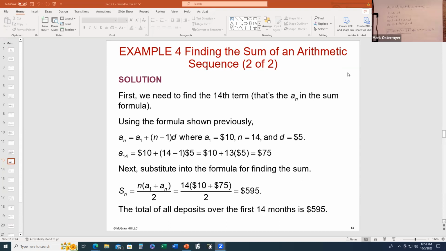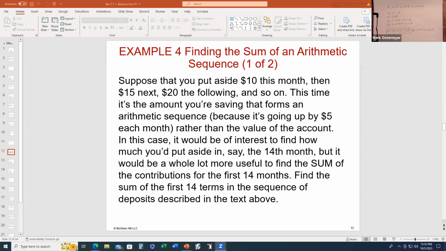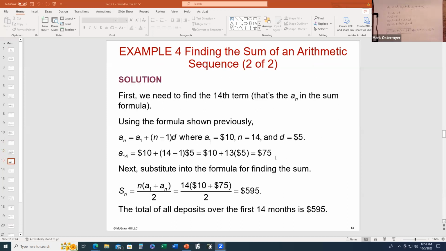Now, ladies and gentlemen, to find the sum of all these deposits over a 14 month period, we want to find the sum of the first 14 terms of this arithmetic sequence, which is 10, 15, 20, 25, 30, 35, 40, 45, all the way up to $75 being deposited the 14th month. So we need to know n, and since we're trying to find the sum of the first 14 terms, n is 14, the first term is 10, and the last term, the 14th term, is $75. Plugging things in, going through the arithmetic, we discover that the amount of money we'll have in our account at the end of the 14th month would be $595.